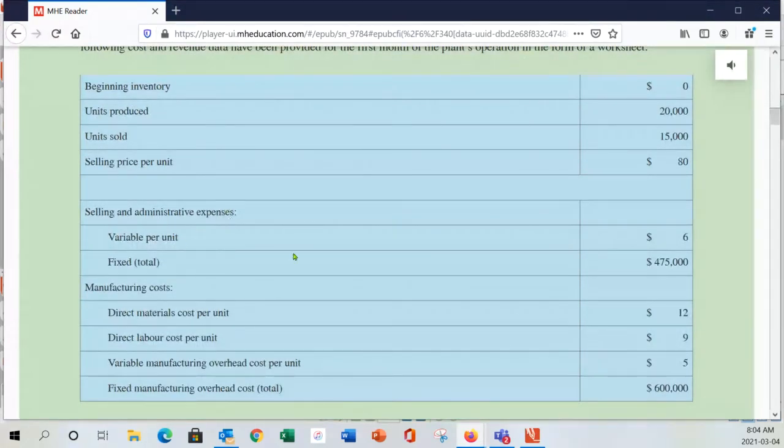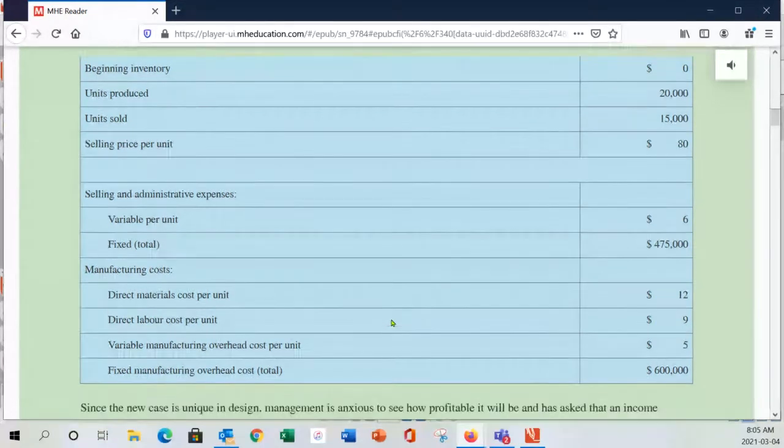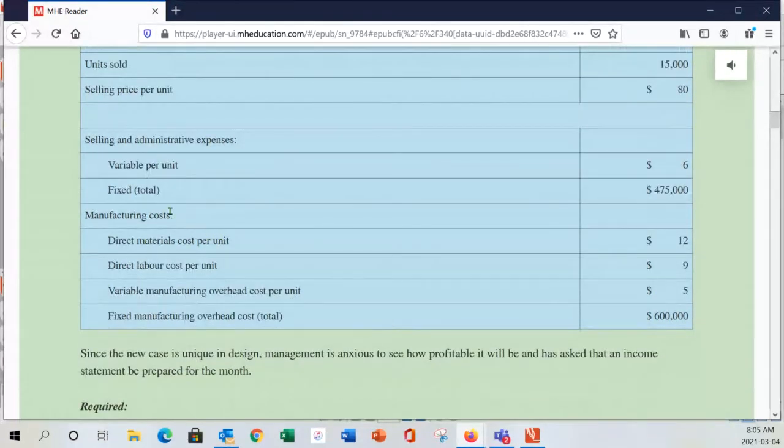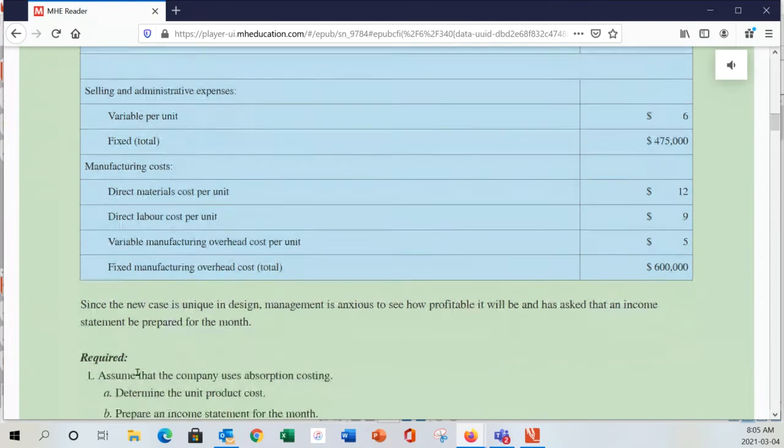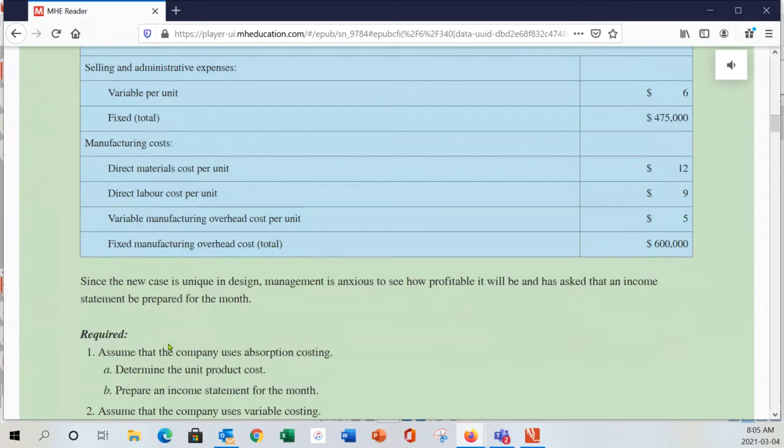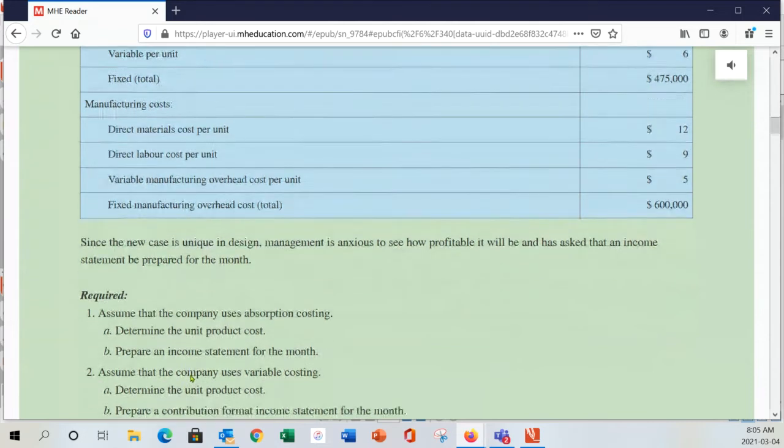Selling and admin, variable costs. Selling and admin is always based on the units sold, so $6 per unit sold. And the fixed total, 475,000. Manufacturing costs: direct material, 12, direct labor, 9, and variable overhead, 5, and then fixed manufacturing overhead, $600,000.